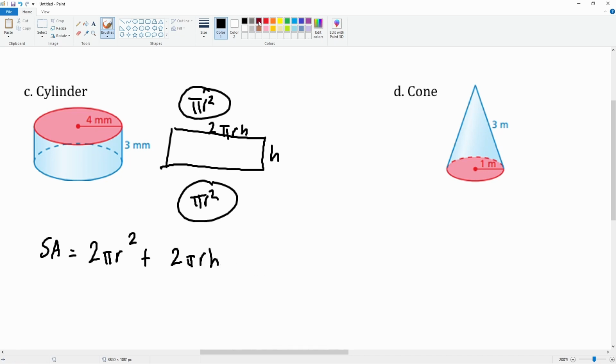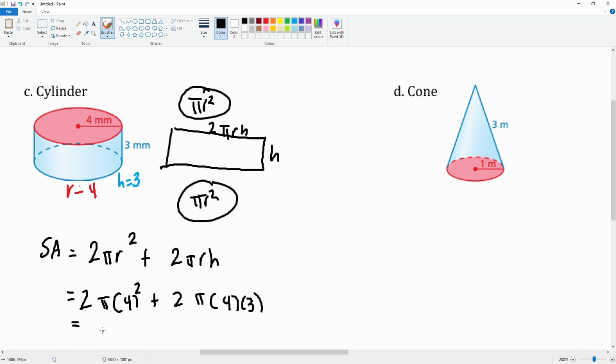Okay, so r equals 4, h is equal to 3. Let's just plug it in. 2 pi 4 squared plus 2 pi what? 4 times 3, 4 3.